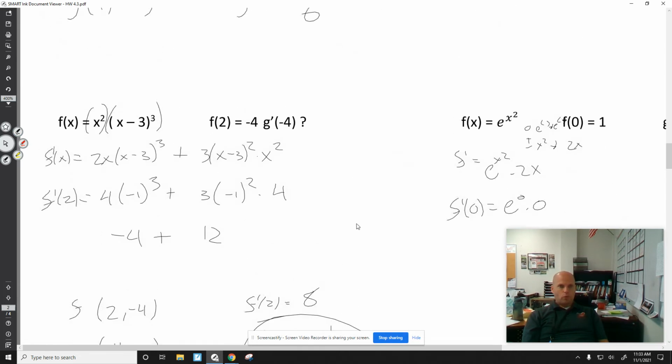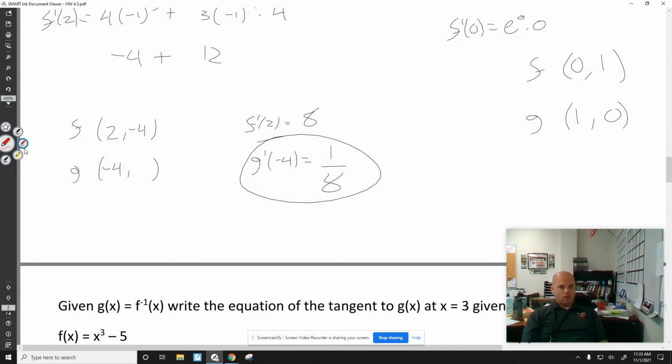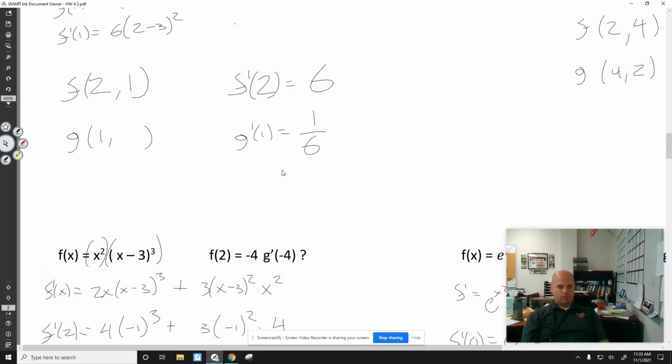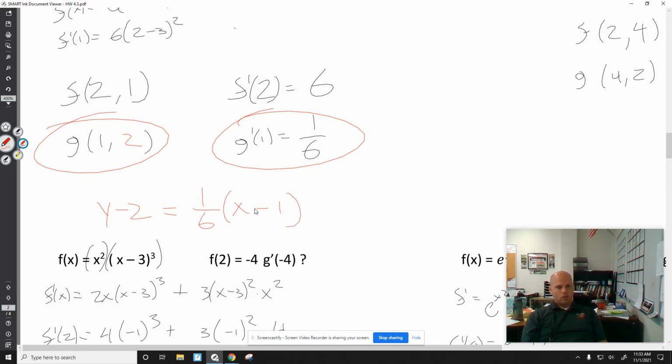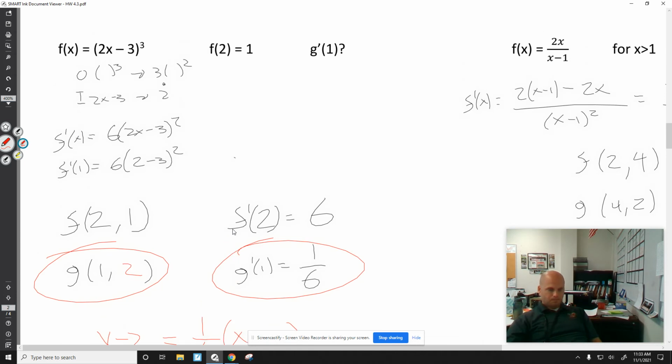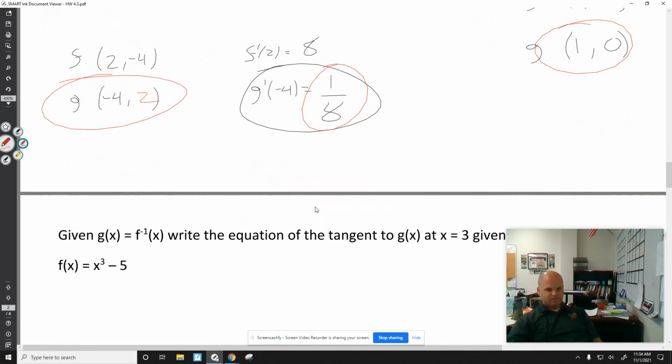Now, we could have done this for all the previous problems. After you have your point and your slope on g, you just use those two: y minus y1 equals m times x minus x1. So this has nothing to do with f. I'm using the point (1, 2) and (1, 6). If you have the table, it shouldn't be a problem. So that's what I'm going to do here.